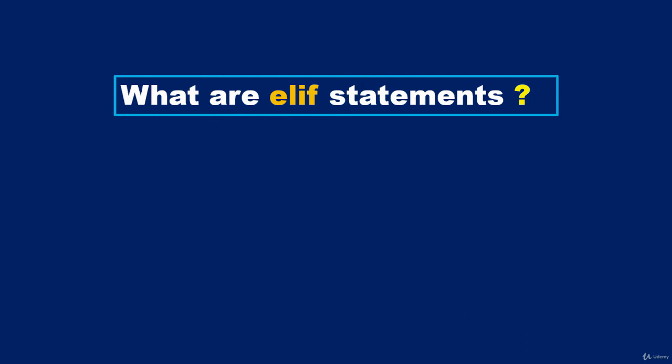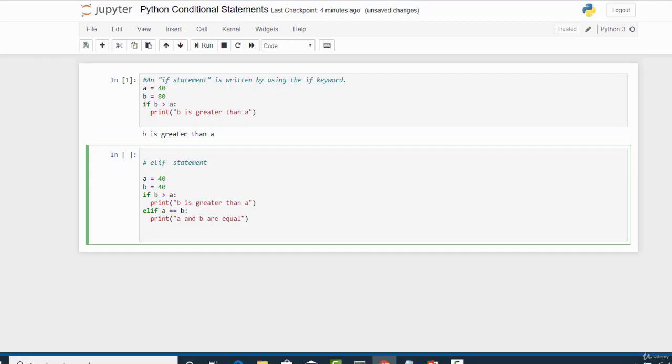What are elif statements? Elif statements are used to check multiple expressions until they find a condition that is true. When they do find a condition that is true, it will only execute that block of code as soon as one of the conditions evaluates to true. So if you're checking a few conditions, it will execute the code for the first condition that evaluates to true.